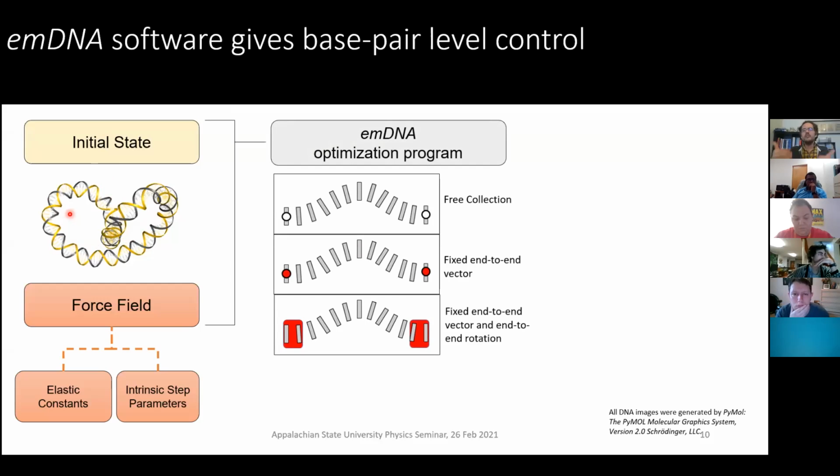Or we can hold some things in place and say, all right, let's just keep the ends frozen in space and allow the path of DNA to optimize and see what that kind of structure looks like. Or we can go one step further and say, well, rather than just the positions in space, let's also freeze the configuration of the steps at the beginning and at the end. So we have a high level of control in how we want our optimization to run.